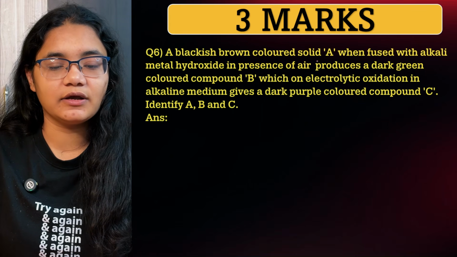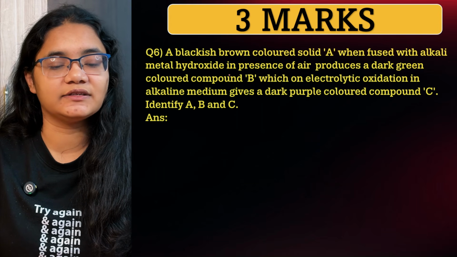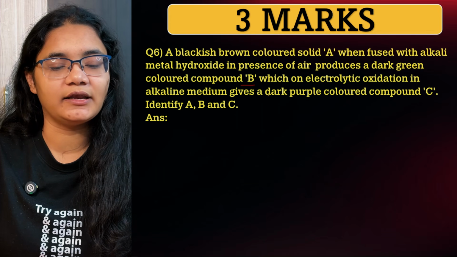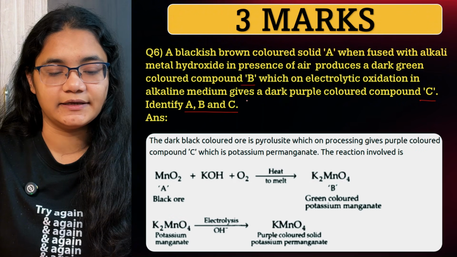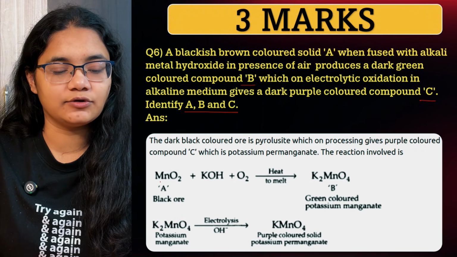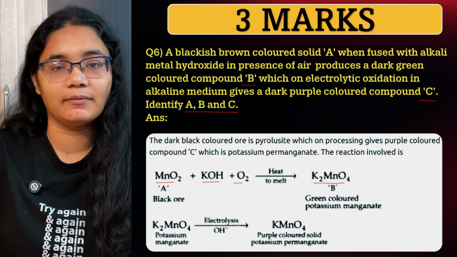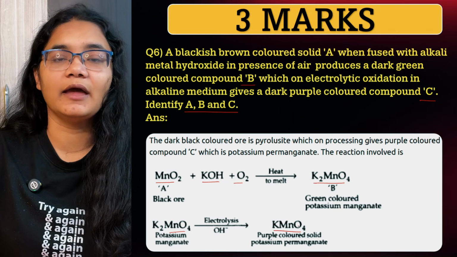Next, a blackish brown colored solid A when fused with alkali metal hydroxide in presence of air produces a dark green colored compound B, which on electrolytic oxidation in alkaline medium gives a purple compound C. Identify A, B and C. Okay, so here A is your MnO2. It reacts with KOH and O2 to give you K2MnO4. Now K2MnO4 on electrolysis gives you KMnO4.